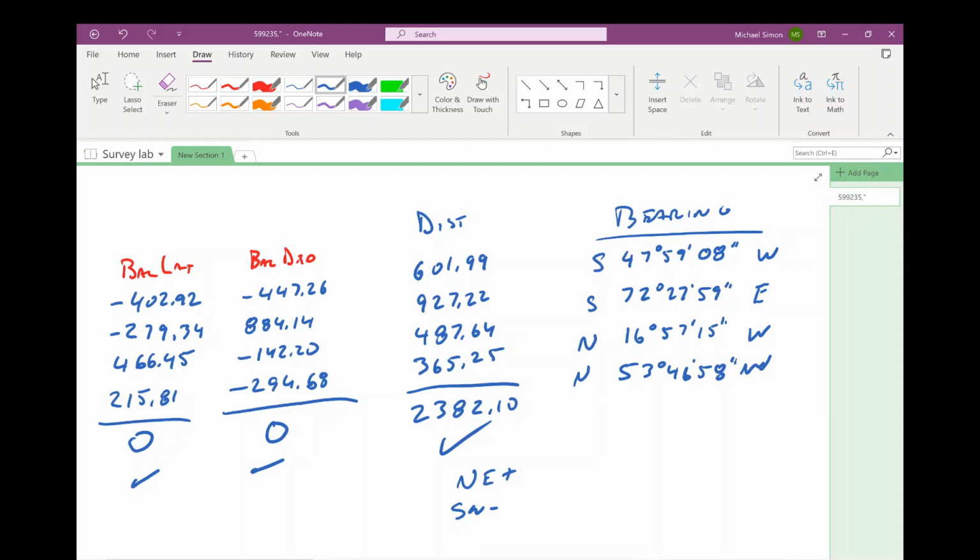Hold on, did I use the right one? Let me double check that. Second function tangent of departure 294.68 divide 215.81. I missed a parenthesis in there. 294.68 divide 215.81. 53, 40, okay, we're good. We're good on that.